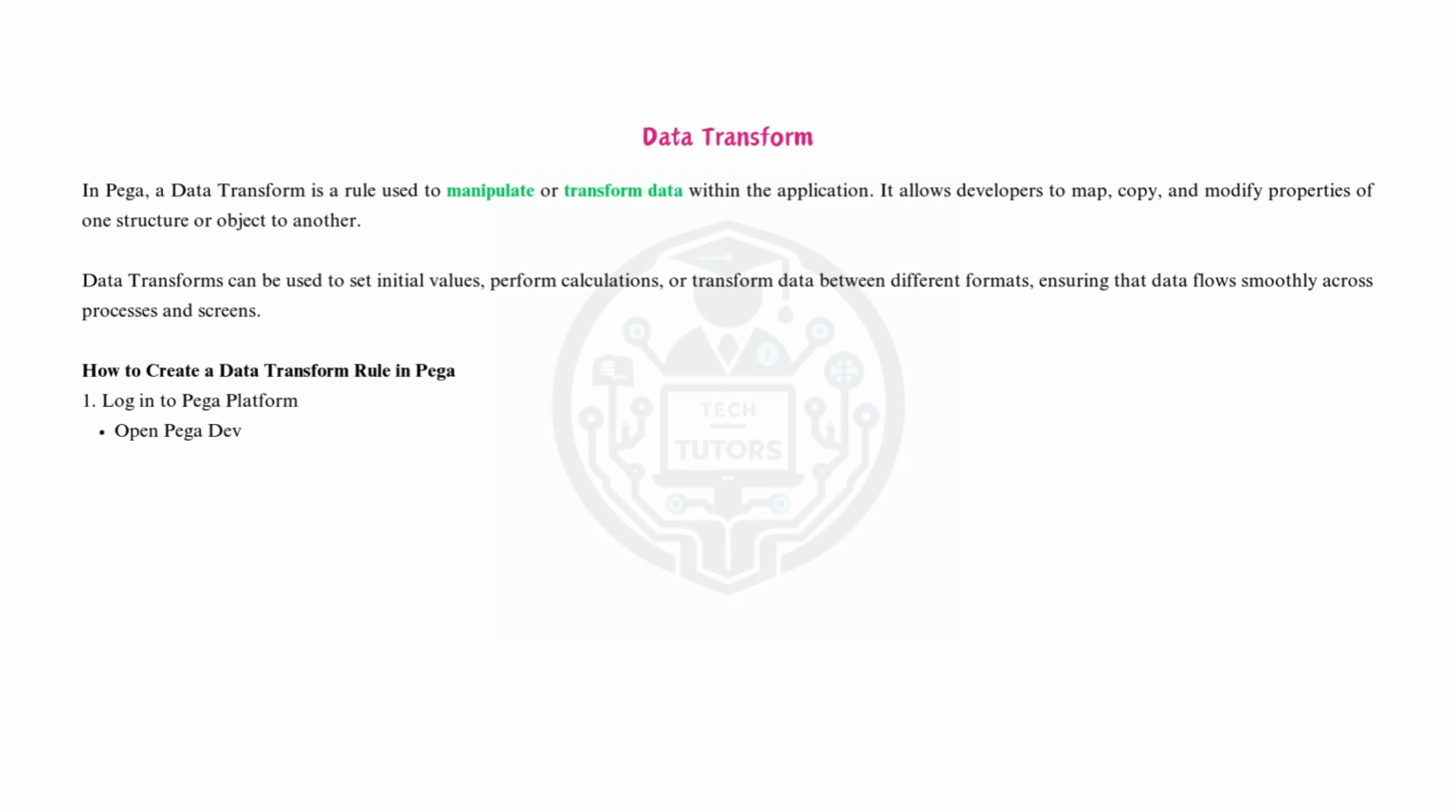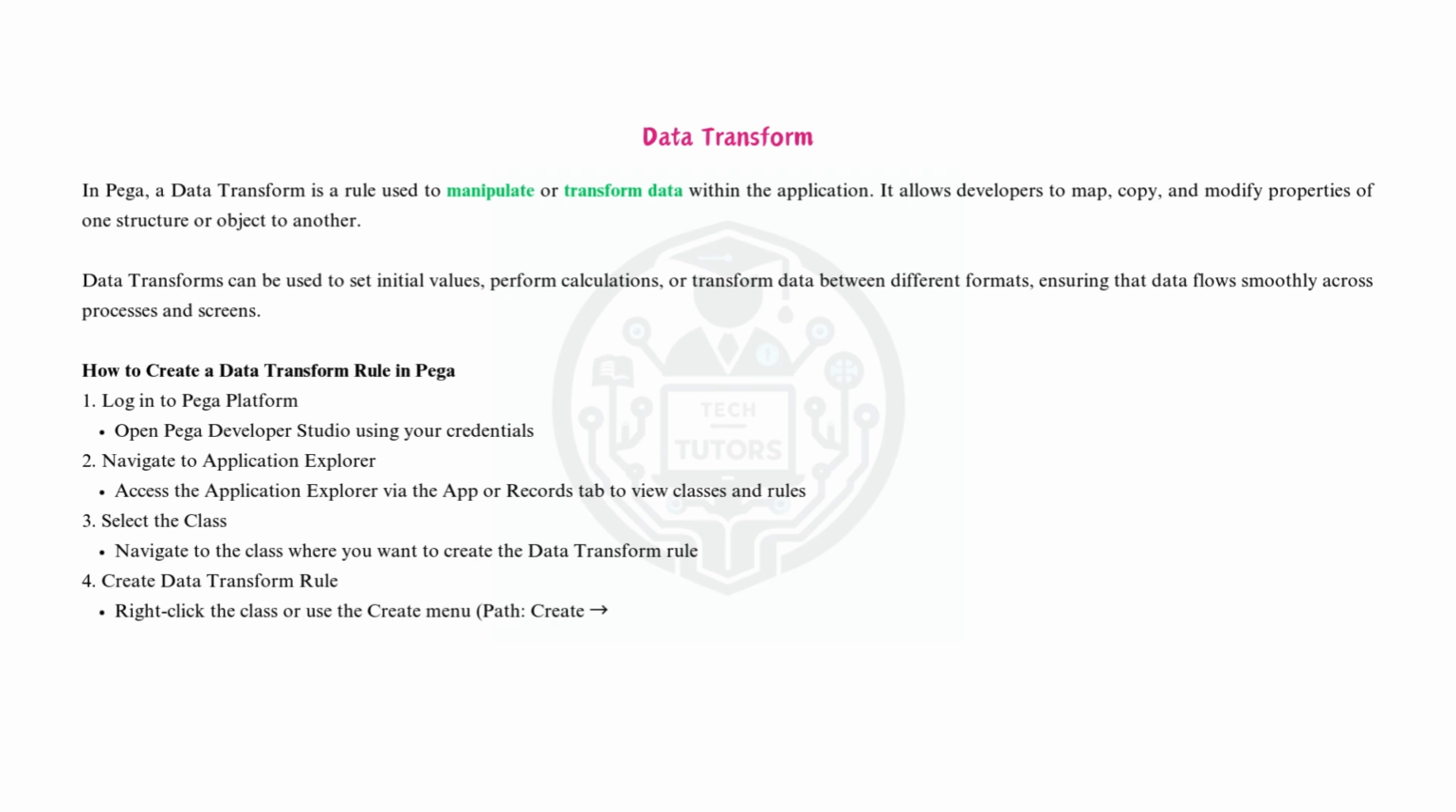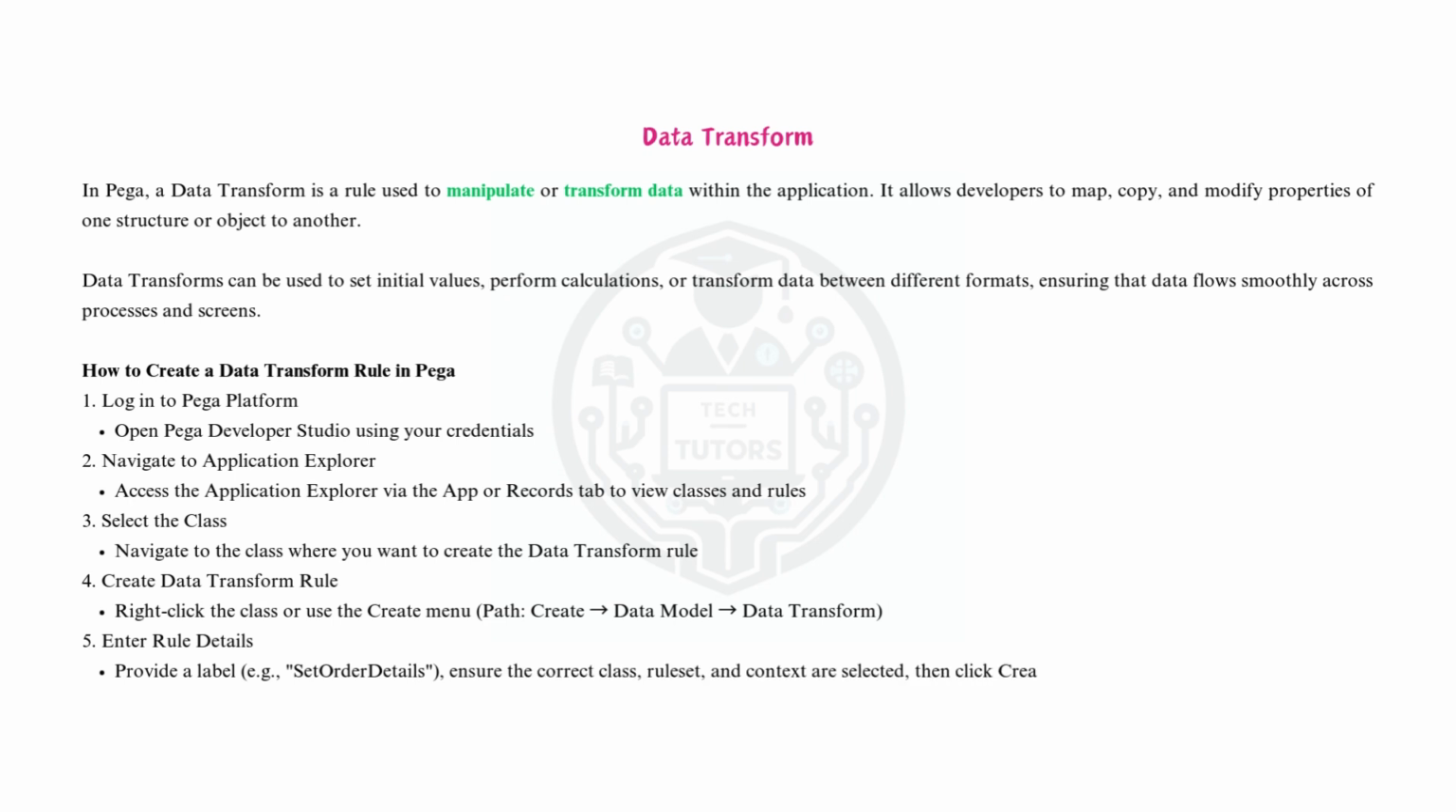Let's start by looking at how to create a data transform rule in Pega. First, you log into the Pega Developer Studio. Navigate through the Application Explorer, find the class where you want your data transform to reside, and create a new data transform rule. It's a straightforward process. Go to Create, Data Model and then Data Transform, enter the necessary details like the label, class, and context, and then click Create and Open.